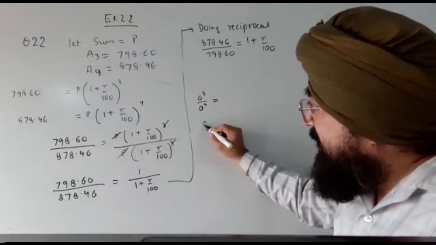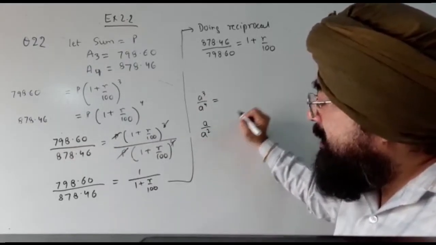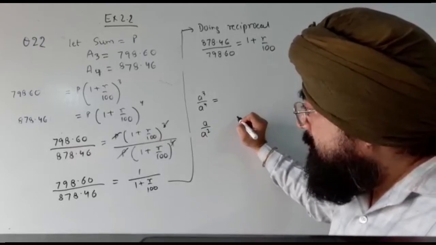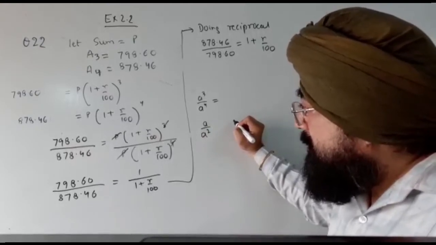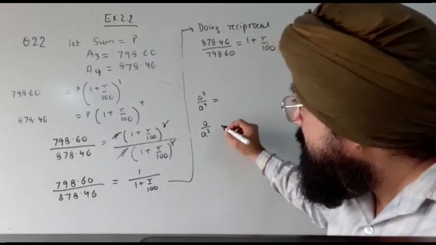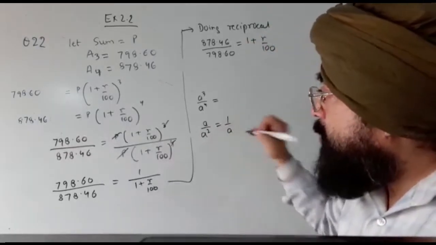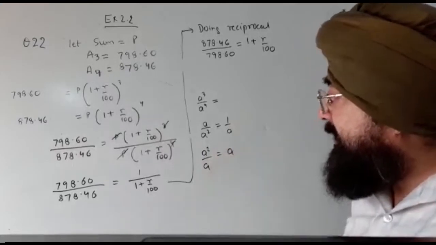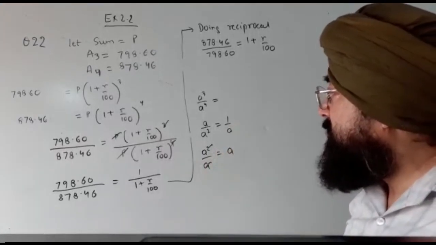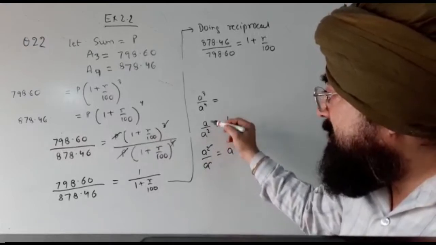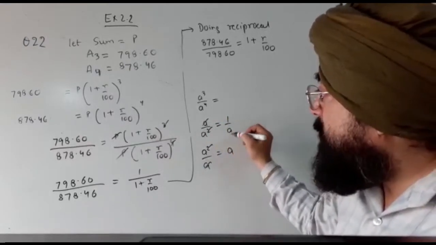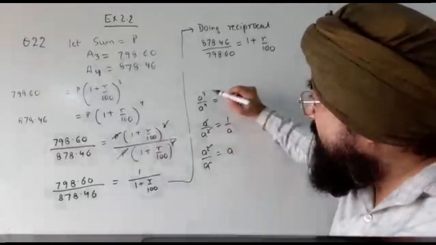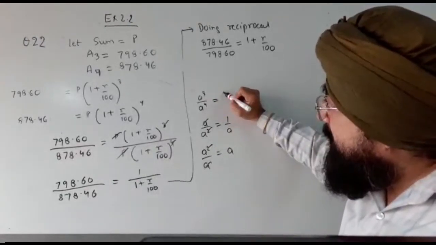If anything is A upon A square, what does it become? It becomes 1 upon A, not A. If it is A square upon A and you cancel, it becomes A, because A and one power get cancelled. But if it is A upon A square, then A and one power get cancelled and you are left with only 1 upon A. Likewise, if it is A cube upon A to the power 4, what does it become?